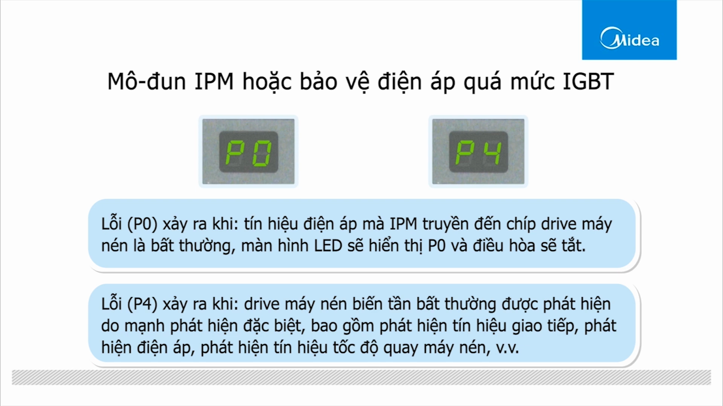Malfunction decision conditions. P0: When the voltage signal that IPM sends to the compressor drive chip is abnormal, the display LED will show P0 and the air conditioner will turn off. P4: An abnormal inverter compressor drive is detected by a special detection circuit, including communication signal detection, voltage detection, compressor rotation speed signal detection, and so on.